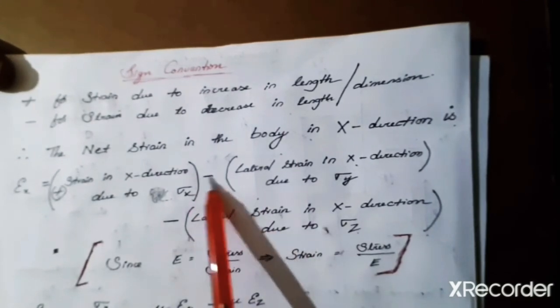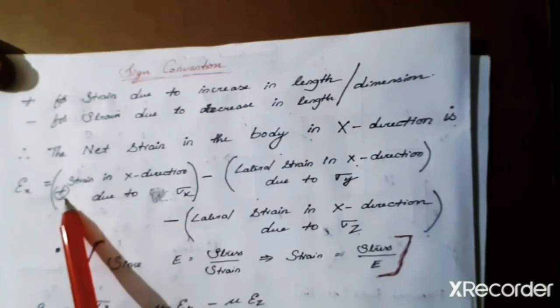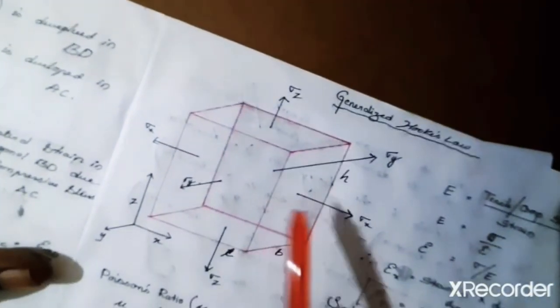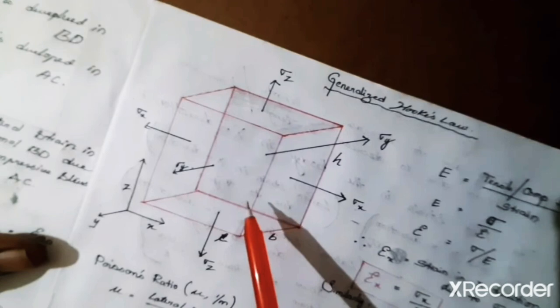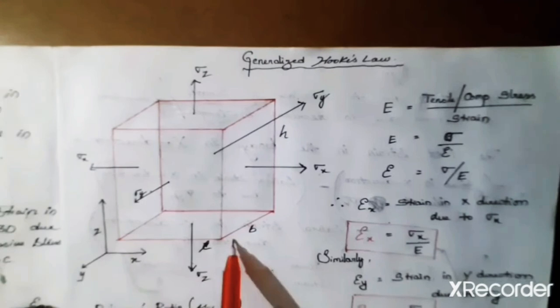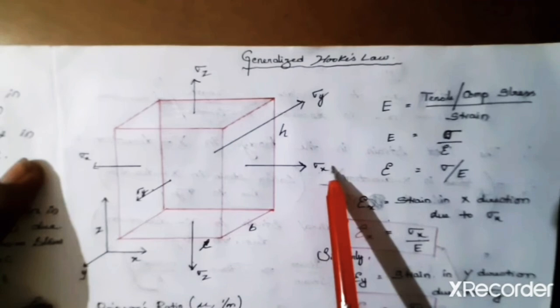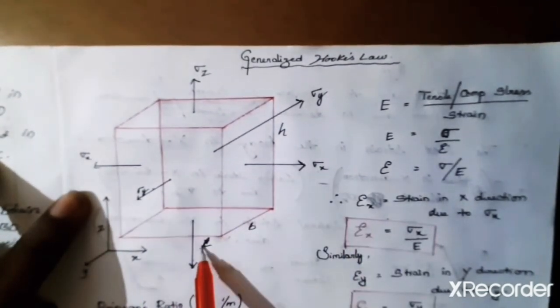Now I have used a negative symbol for lateral strains and positive for this. Can you tell me why? As you see in this figure, this is a tensile force acting on the body. The longitudinal strain is positive because, as this is a tensile stress, the length is going to increase in the longitudinal direction.